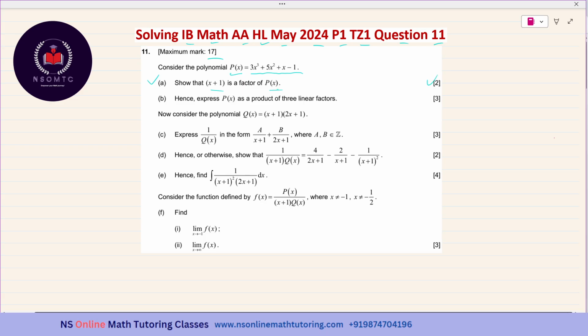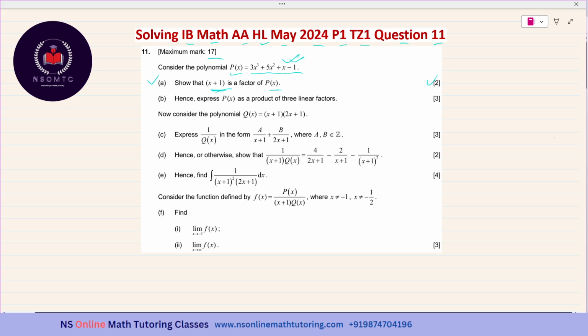Okay. So the factor theorem says that if p of negative 1 is equal to 0, then x plus 1 will be a factor. So we will be showing that p of negative 1 is equal to 0. You can also divide this polynomial p of x by x plus 1 using either the synthetic division or the long division, and you can show that the remainder is equal to 0. But I am not doing the division. I am just getting the value of p of negative 1.